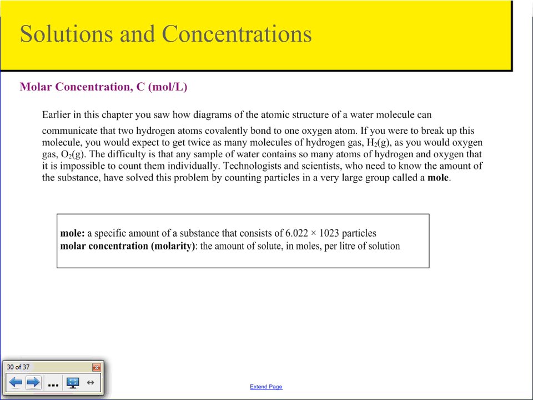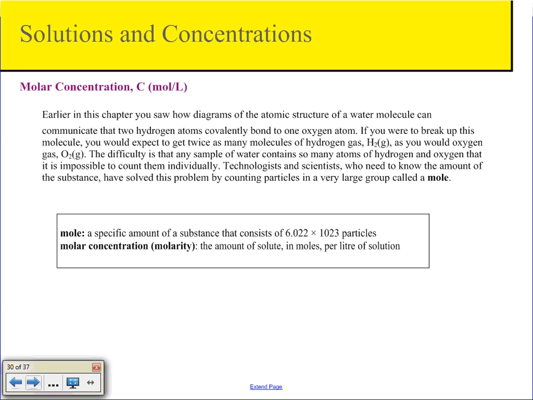All right, so molar concentration. Earlier in this chapter, we saw how diagrams of the atomic structure of a water molecule can communicate that 2 hydrogen atoms are covalently bonded to 1 oxygen atom. Now, if we were to break up this molecule, you would expect to get twice as many molecules of hydrogen gas as oxygen gas. The difficulty is that any sample of water contains so many atoms of hydrogen and oxygen that it is impossible to count them individually.